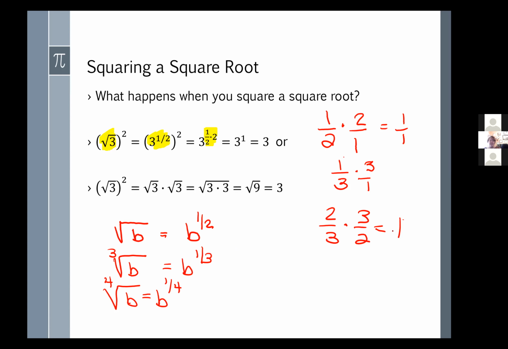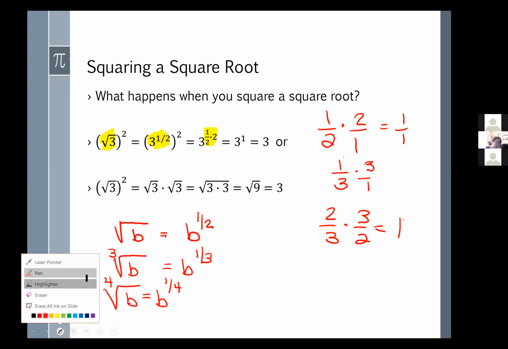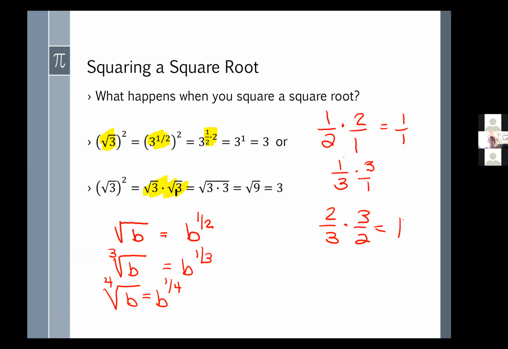Now, you could look at this another way. That's the second row down there. When you square the square root of 3, by definition, that means to use the square root of 3 as a factor twice. So that's equivalent to the square root of 3 times the square root of 3. By law, the square root of 3 times the square root of 3 is the square root of 3 times 3, by law. 3 times 3 is 9. The square root of 9 is 3.